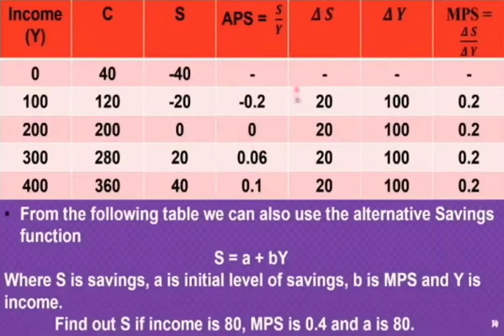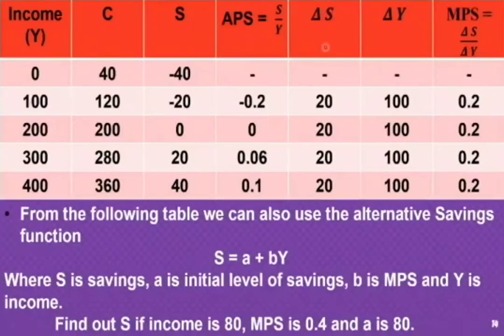So as you can see here, at this particular level, I was saving minus 0.2 times my income, but right now I am saving 0.1 times my income when my income is 400. When my income was 100, I was saving only minus 0.2 times, but when my income is 400, I am saving 40 or 0.1 times my income. So this is slowly showing us the relationship between total savings and total income.